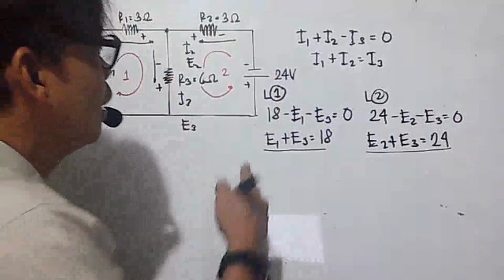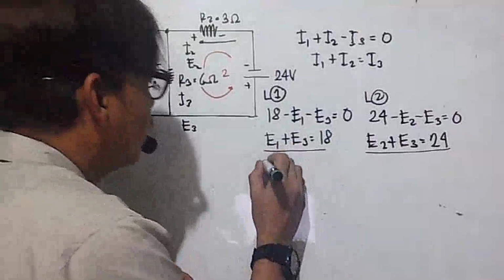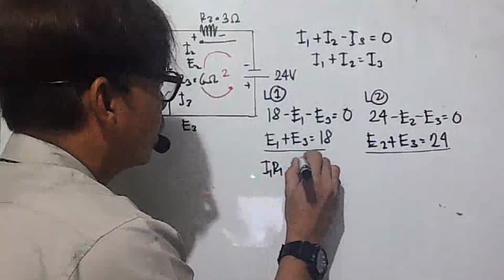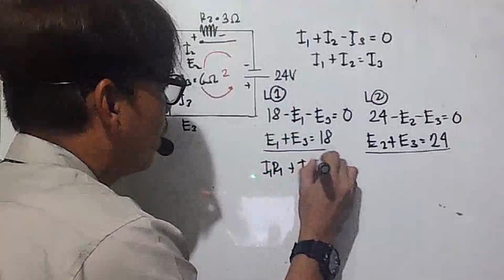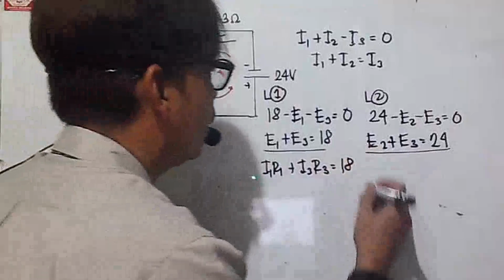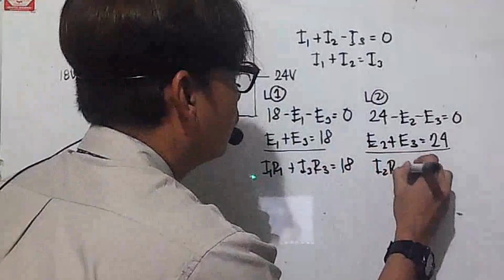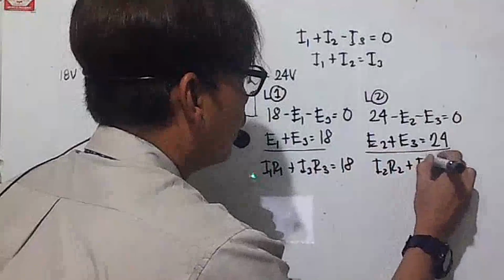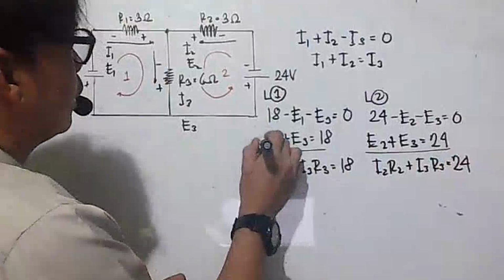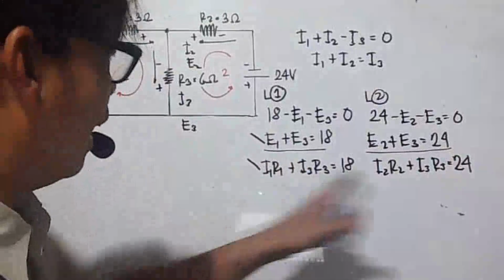Okay? So meaning, pag pinunta natin itong mga values na to, this becomes E1 is equal to I1 multiplied by R1 plus I3 multiplied by R3 is equal to 18. Okay? In this case naman, here it is I2 multiplied by R2 plus I3 multiplied by R3 is equal to 24. So this is clear, no? So since E1 is equal to I1 times R1, so palitan natin sila. Okay?